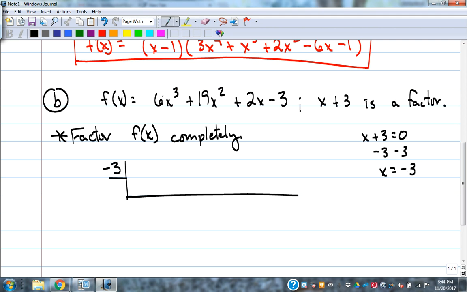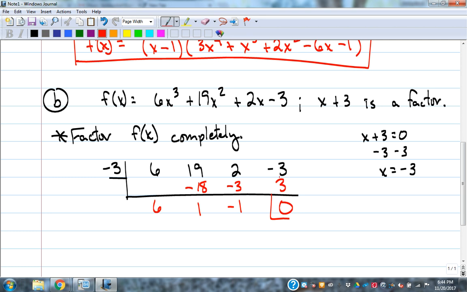Okay, and then we put our coefficients there: 6, 19, 2, -3. And if I run synthetic division with that -3, I better get a 0 right here. I should know that happens. Drop the 6 down. Hey, what do you know? It did work. I got a 0 there. I did it right.